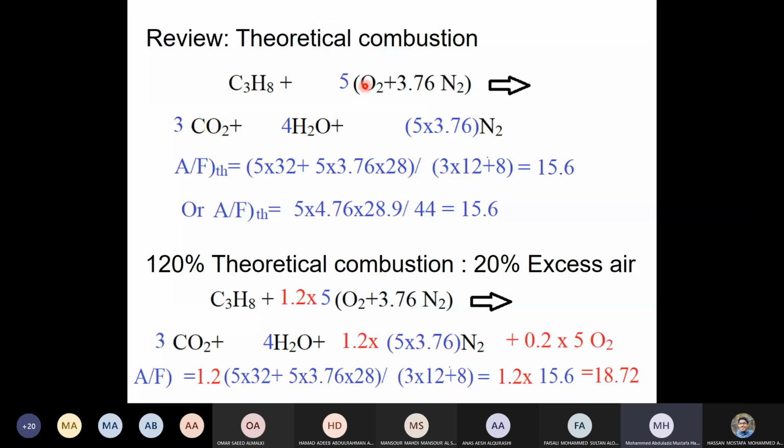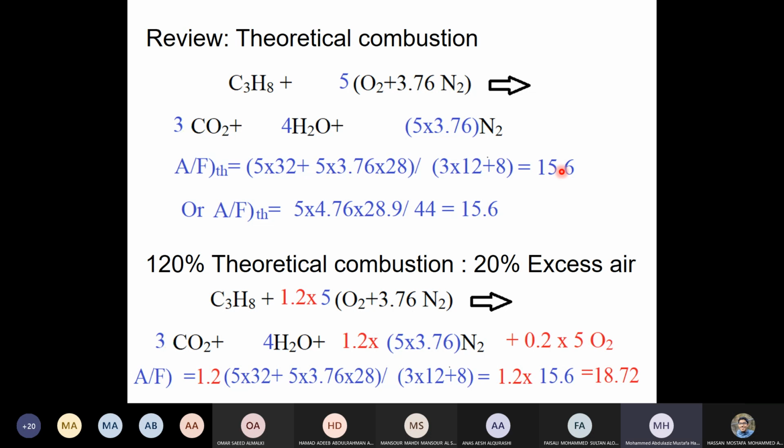I have 5 O2. For O2, the weight is 5 multiplied by 32. So this is the mass of oxygen. Then plus the mass of nitrogen. It's 5 multiplied by 3.76 multiplied by 28. So this will give me the mass of oxygen plus the mass of nitrogen. So this is the mass of air. What is the mass of fuel? It is 3 by 12 plus 8. And this will give me the value here, the theoretical air to fuel ratio.